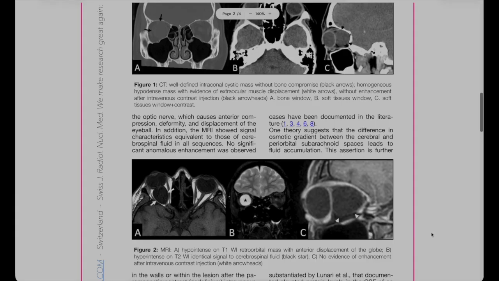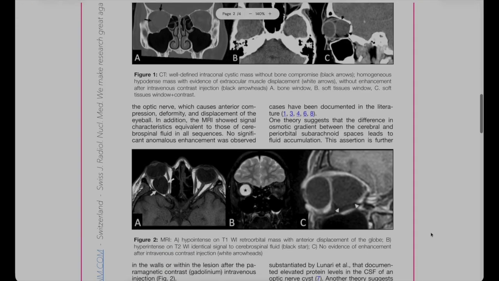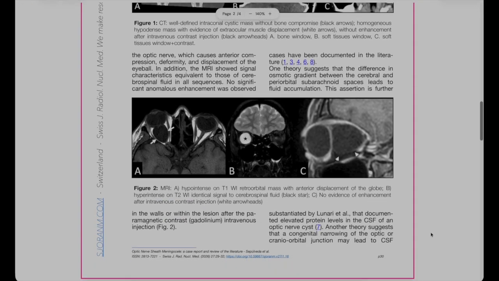Since then, a few the optic nerve, which causes anterior compression, deformity, and displacement of the eyeball. In addition, the MRI showed signal characteristics equivalent to those of cerebrospinal fluid in all sequences. No significant anomalous enhancement was observed. Cases have been documented in the literature.